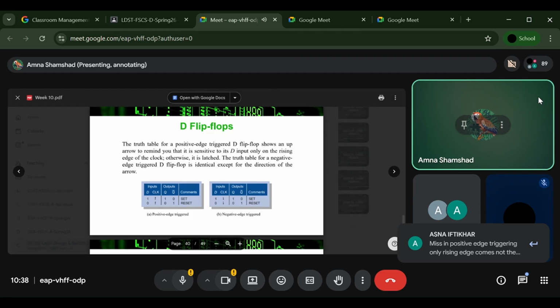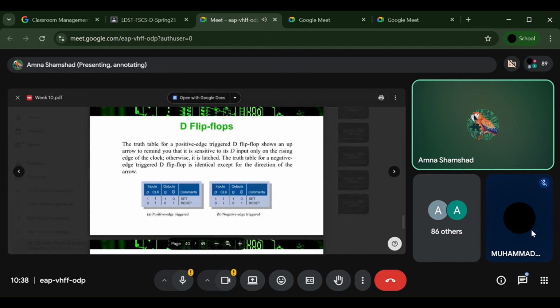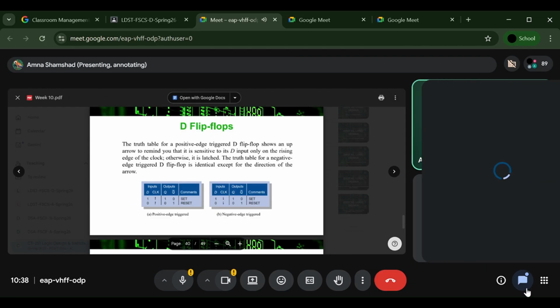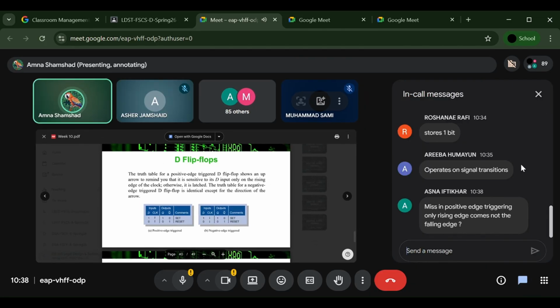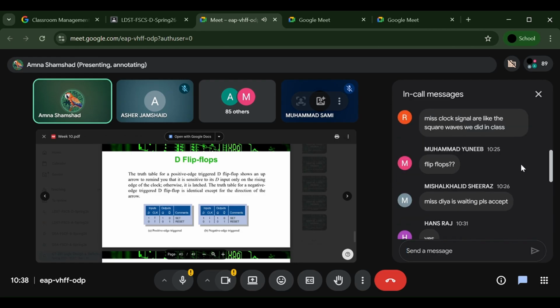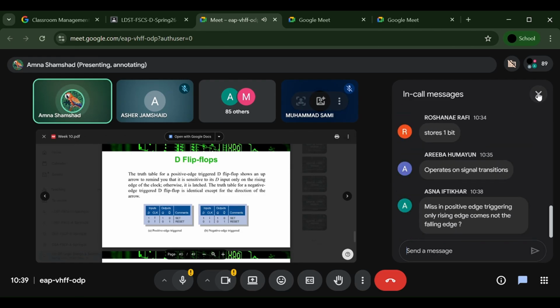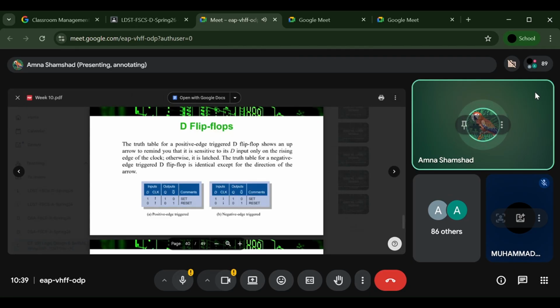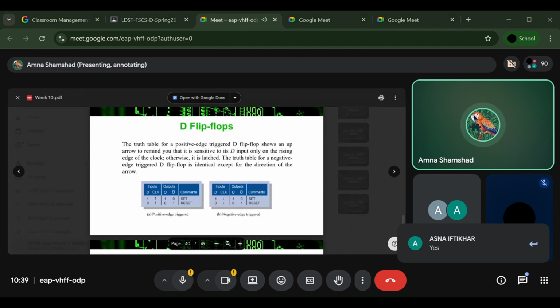In positive edge triggering, whenever we have the rising edge of the clock, it will change its output. But on the falling edge of the clock, this will not affect my output. It will remain in its previous state. Clear now? If we have positive edge triggering, it will be affected only by the positive edge, and on the negative edge it will retain its previous state.